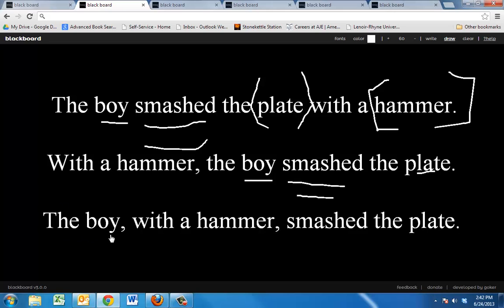The boy, with a hammer, smashed the plate. Same meaning. This one could be a little bit confusing because depending on how you read this or say this, the punctuation helps. But if you heard this spoken, the boy with the hammer smashed the plate. Well, with a hammer could be describing the boy, identifying which boy, the one with a hammer, or it could be what he smashed the plate with. So there's a little bit of ambiguity there. But nevertheless, the basic meaning can still be communicated.